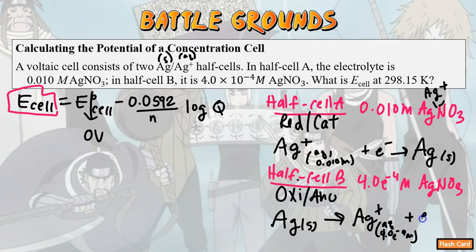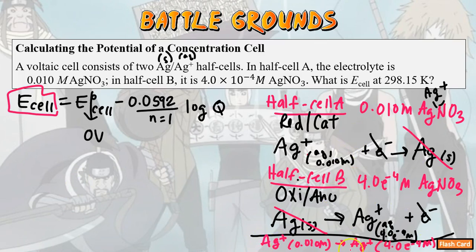And of course, we're going to have an electron being lost here. There's nothing to balance as far as electron charge because we're just simply losing 1. So automatically we know our n is going to equal 1 here. And then in order to get our Q value, we need to make sure we get an overall reaction here. So we're going to get rid of our electrons, and that means I'm going to have my Ag+ at 0.010 molar. And then I'm only left with Ag+ at the 4.0 times 10 to the negative 4 molar. Why? Because our Ag solids are basically going to cancel along with our electron.